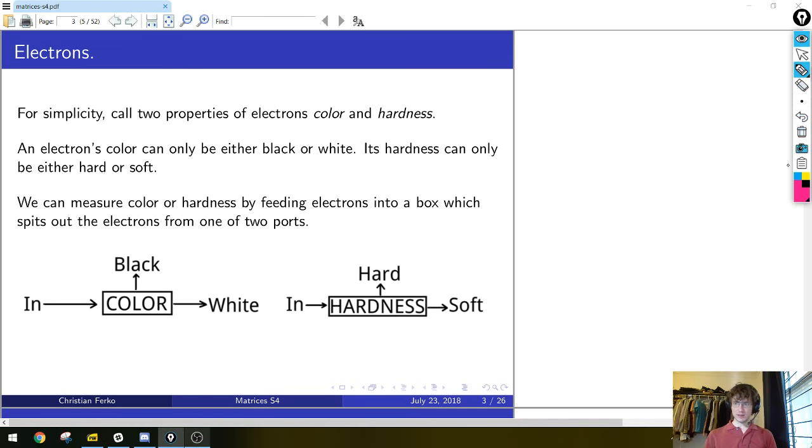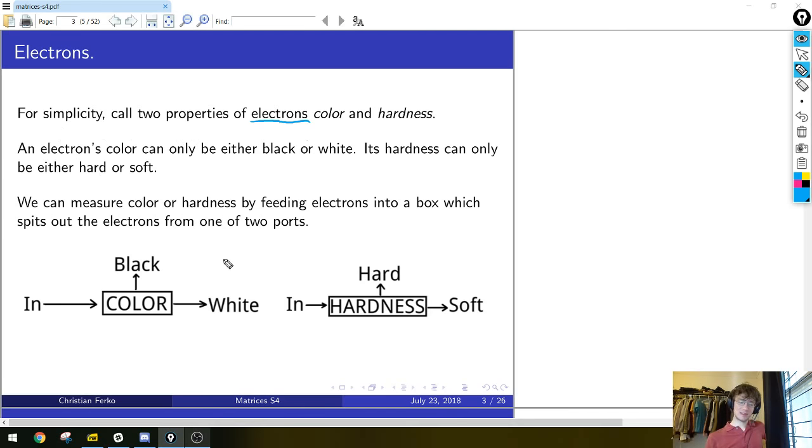So the experiment I'm about to describe to you is real. This actually happens. It happens for electrons, it happens for silver atoms, it happens for buckyballs, which are carbon-60 molecules. This is not some strange, peculiar property of electrons. This is a universal fact about matter.